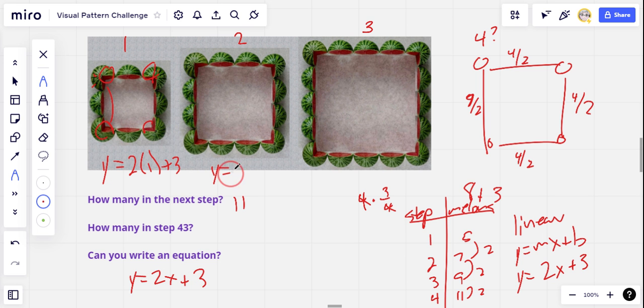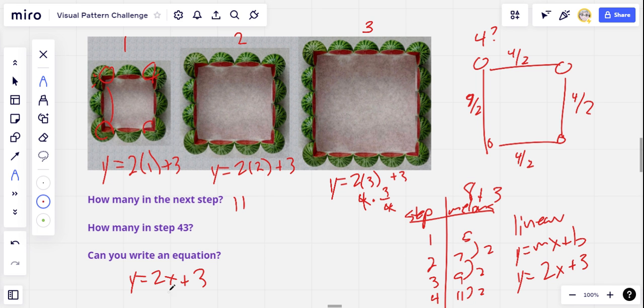In step 2, y equals 2 times 2 plus 3. That'd be 4 plus 3, which is 7. Yeah, that's how many we got in step 2. Step 3, y equals 2 times 3 plus 3. That'd be 2 times 3 is 6, plus 3 is 9. Yes, this is checking out. All right, so we've got our equation.